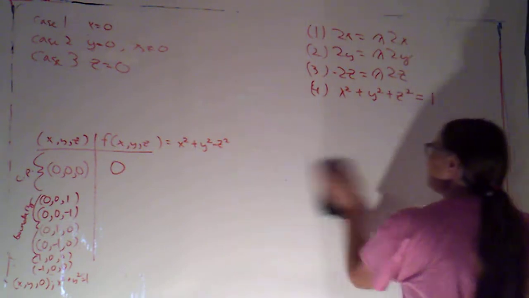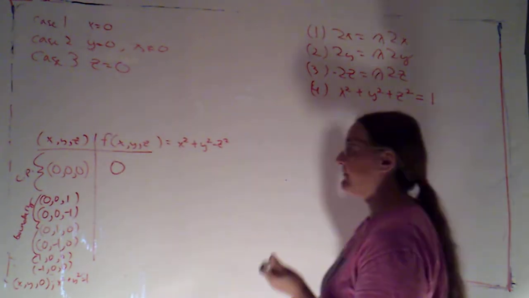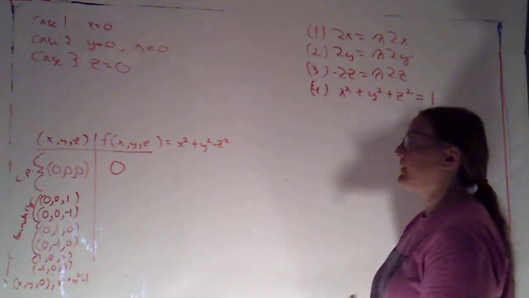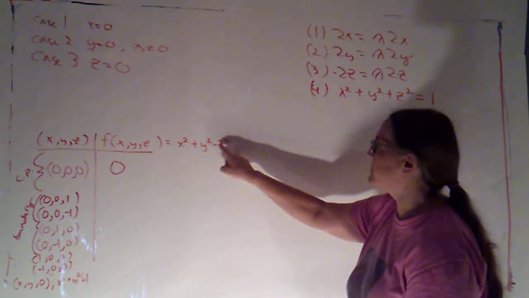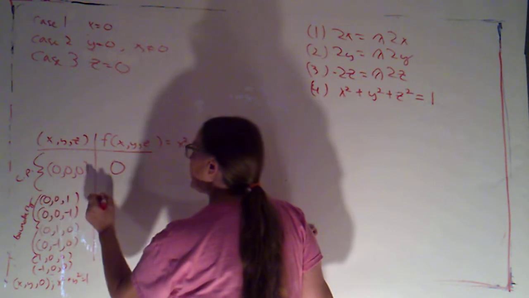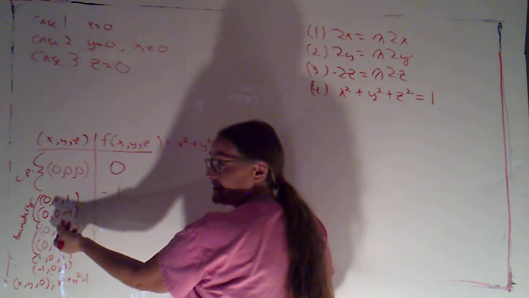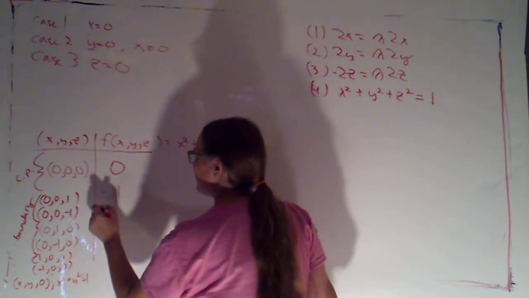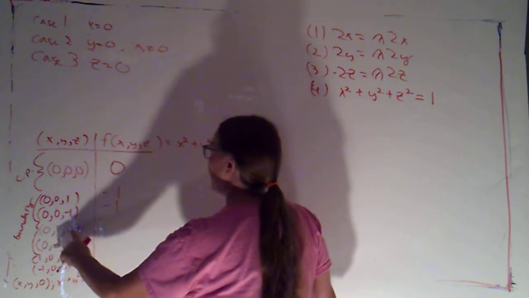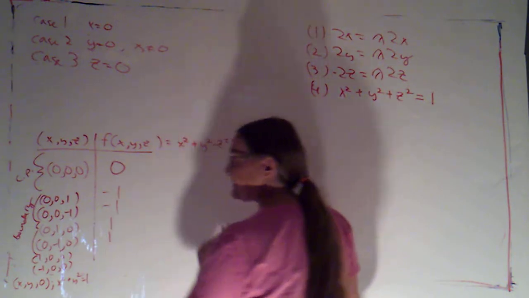Okay, so let's finish up. This is a list now of my possible places where I could have a max or a min. I need to just plug in to get the w value, what I get when I plug into f. And that was x squared plus y squared minus z squared. So here that's going to be 0 plus 0 minus 1. I'm going to get a -1. 0 plus 0, -1 squared is still +1, so it still becomes 0 minus 1. I get a -1. 0 plus 1 squared minus 0 is +1. Again, I'm going to get a +1.